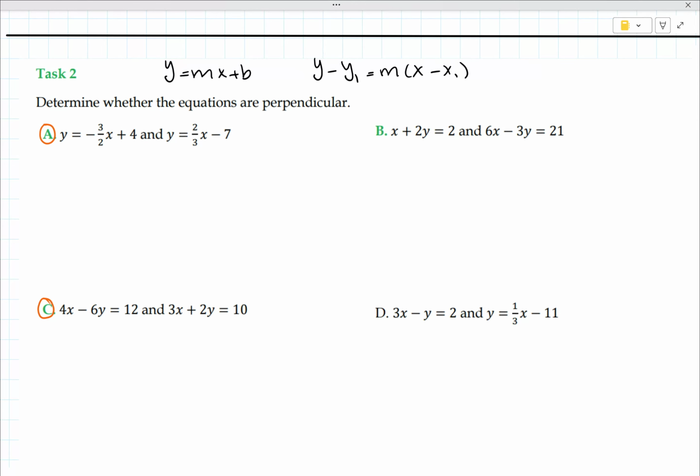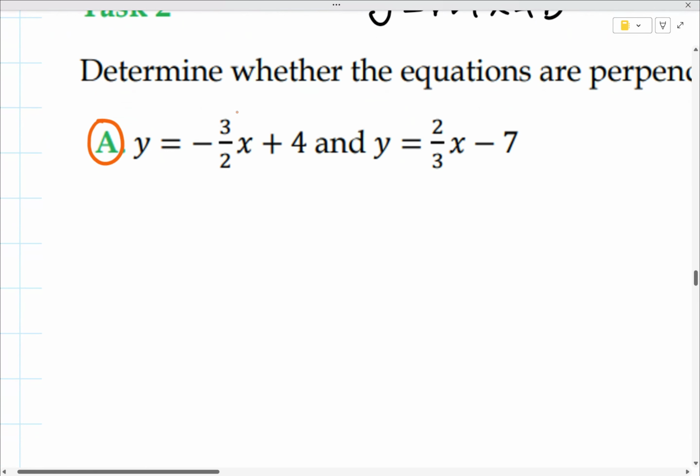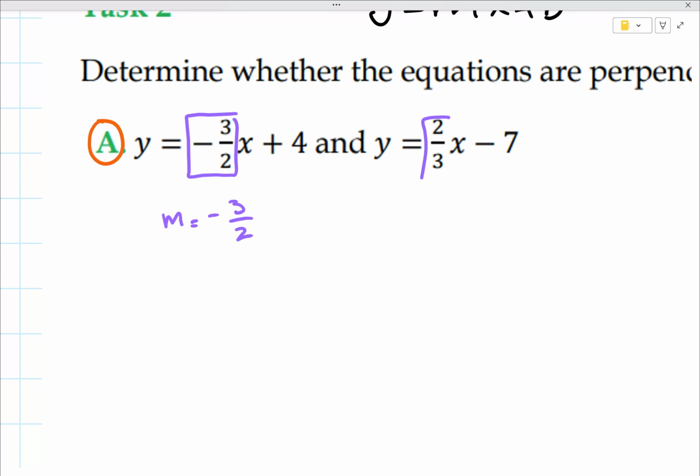All right, coming back. Let's check our answers. So for question A, I'm going to look at my slope. So the slope for our first line is -3/2. The slope for the second line is +2/3. Yes, those are going to be perpendicular. We have opposite signs, so one's positive and one's negative. And then the reciprocal as well. So 3/2 and then 2/3.